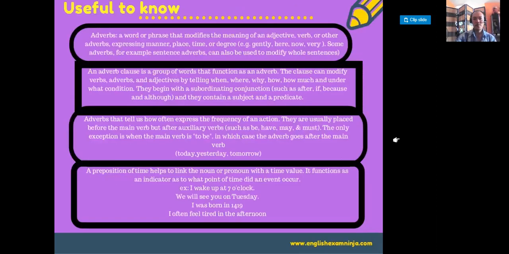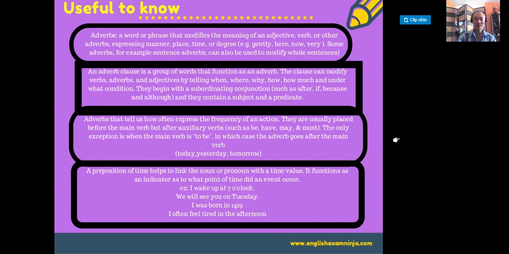So it is also useful to know these grammatical items, like adverbs. An adverb is a word or phrase that modifies the meaning of an adjective, verb, or other adverbs. So they express manner, place, time, or degree. For example, gently, that's manner. Place, here. Time, now, or tomorrow, yesterday. Degree, very, too, soon. What else? Quite. These are adverbs of degree.